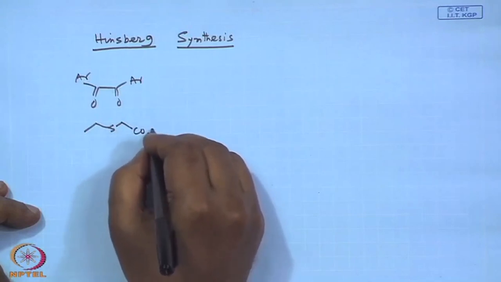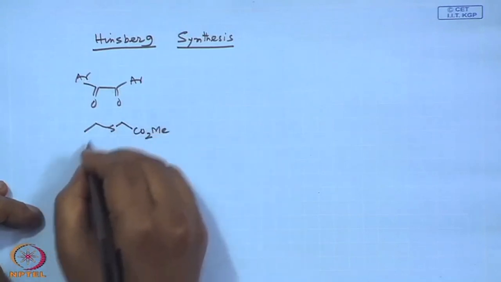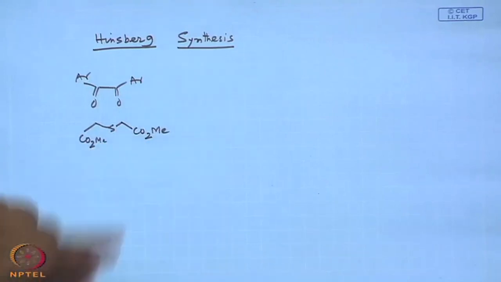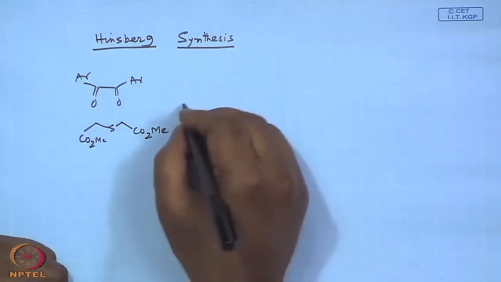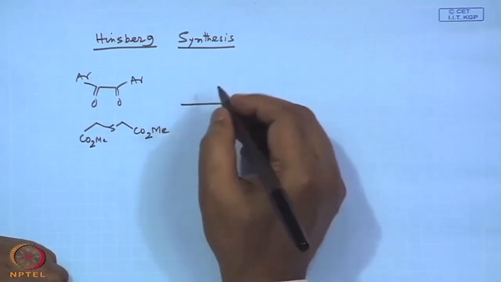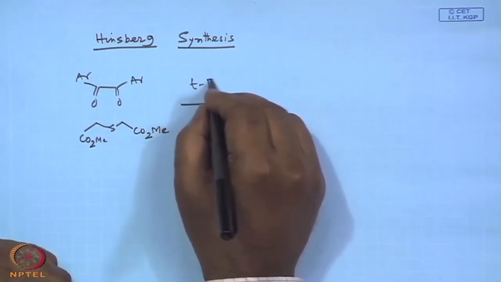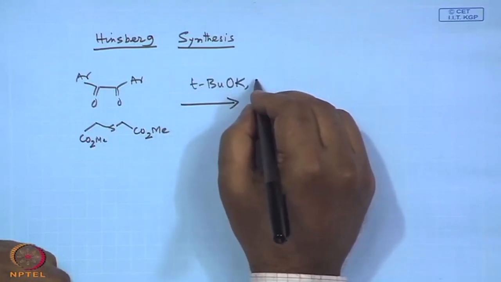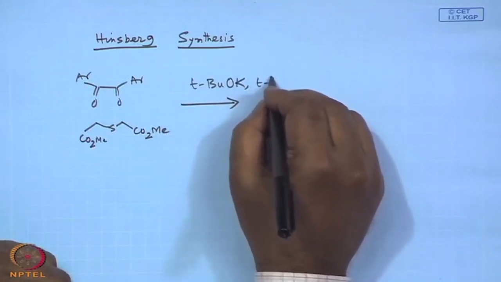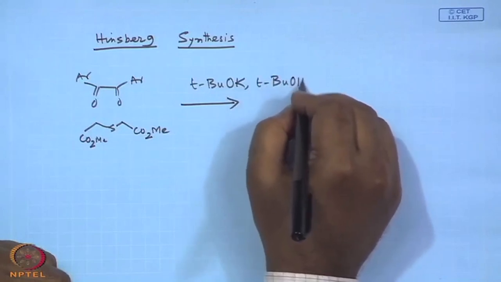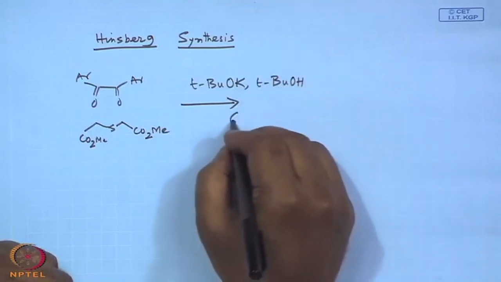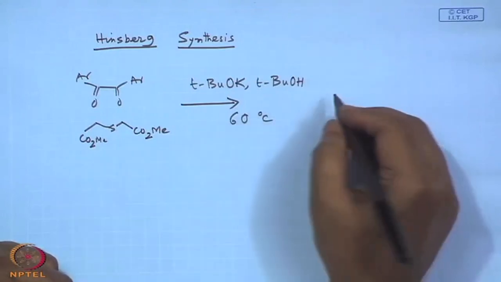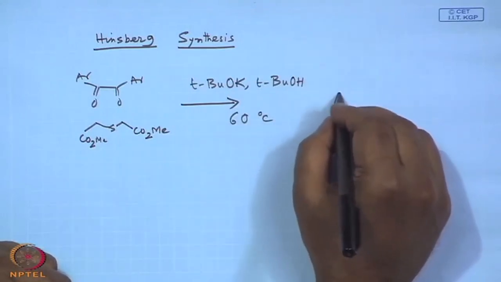If you take thio diacetate with the sulfur in this, that is what you have to remember, in this case it is diacetate, and this reagent, of course, all of you can guess what could be the reagent. The reagent is a strong base, and normally potassium tertiary butoxide is used in combination with tertiary butanol, and the temperature here is around 60 degrees centigrade, and all of you can guess what is the product.